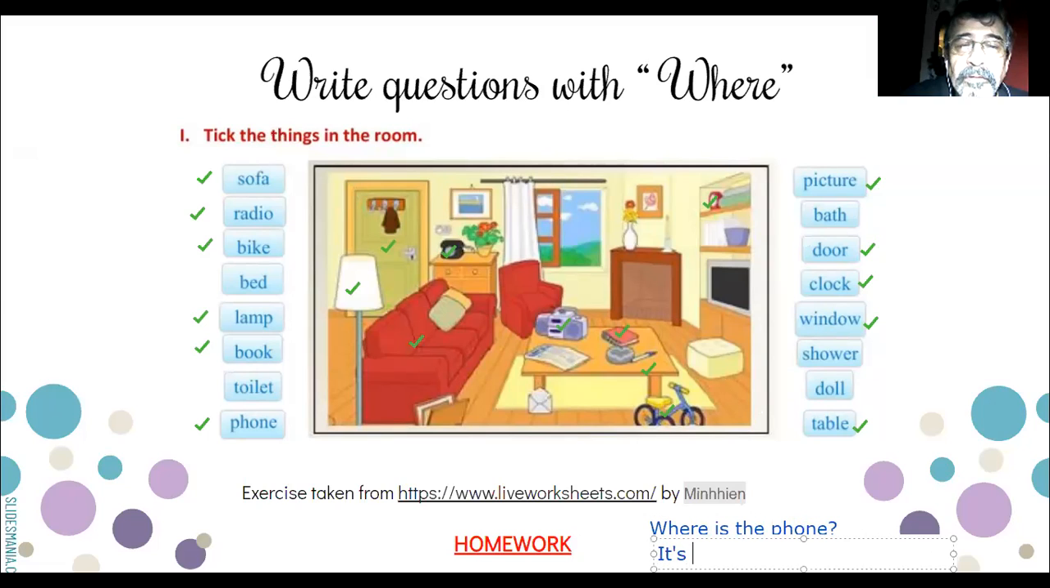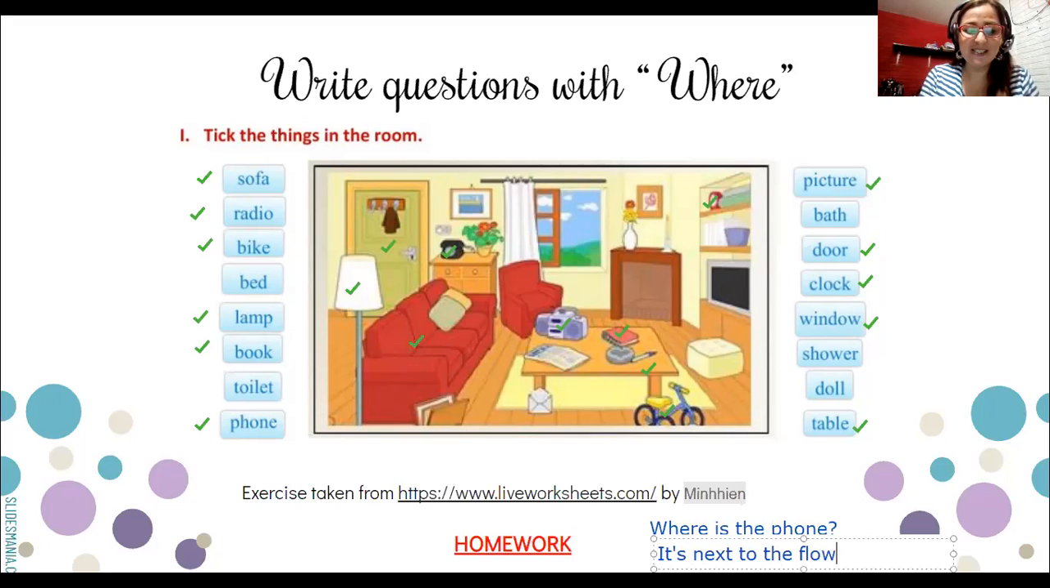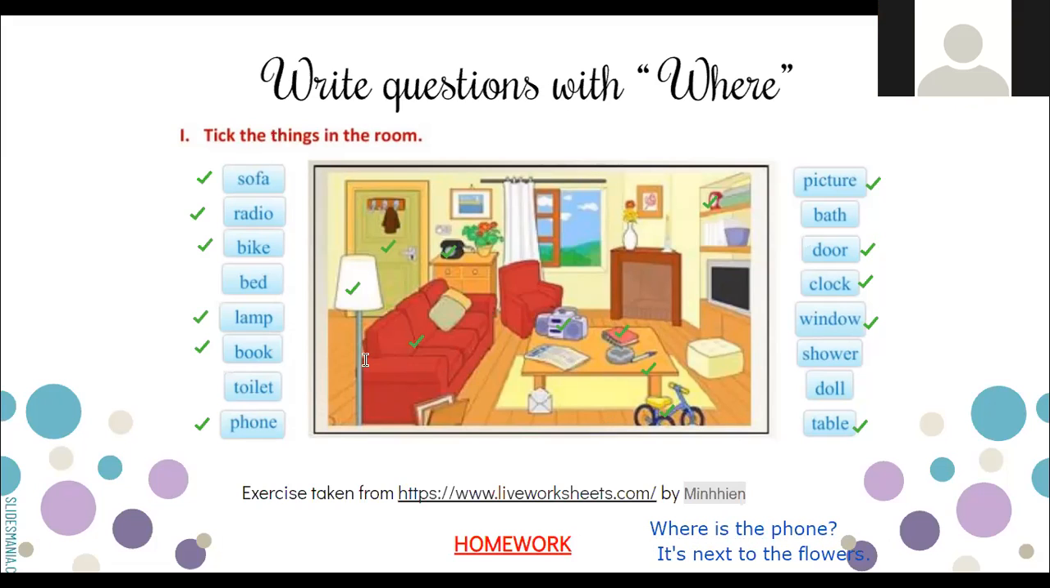Where's the phone? The phone is on the cupboard, the little cupboard, next to the flower. It's a pot. Next to the flowers, flower or pot. Next to the door, right? Door. Uh-huh, okay, very good. Or on the cupboard, under the picture, hay muchas posibilidades. There are many possibilities there. But I want you to write at least one, aunque sea al menos una, para ubicar el objeto.